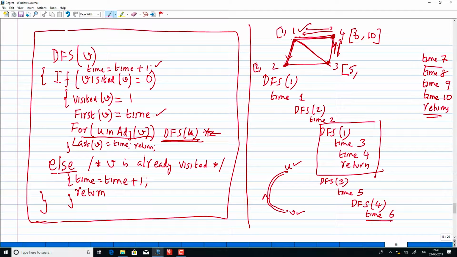Fine. So even if V has one edge incident on it, right? So V is like this, it came in at a particular time, let me call that time 15. Then for U belonging to the adjacency list of V, if this guy was U, you would have explored this edge. When you explore the edge, you would have incremented time to 16, and therefore last of V will be 16. So as you can see, first of V is less than last of V. Therefore, it is a sequence of integers that I associate with this interval, and you can think of this as a time interval.